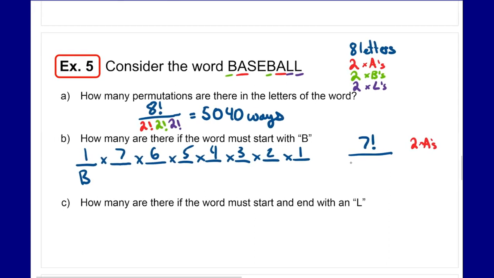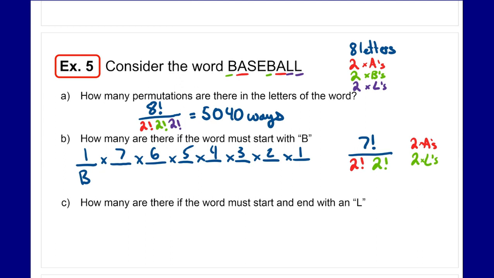So we have to divide by 2 factorial. And we still have 2 L's that we're arranging, so we're going to divide by another 2 factorial. They might say, well, what about the B's? That's true. However, because we have a B in a specific location, we're not going to be arranging it with another B or in a different spot. There's only the one B that we start with. There's not 2 options. There's only one B available in that first spot.